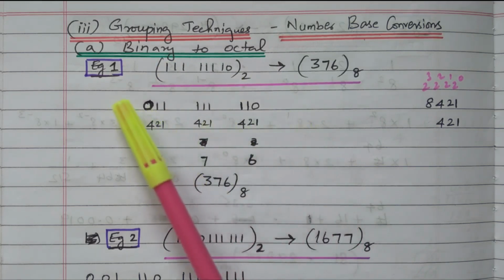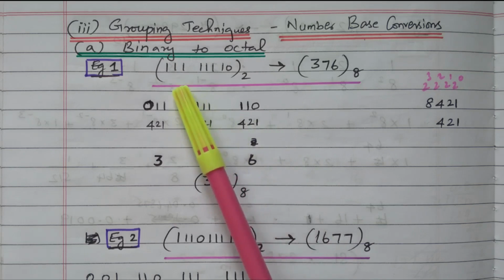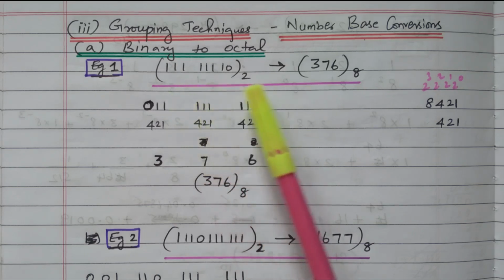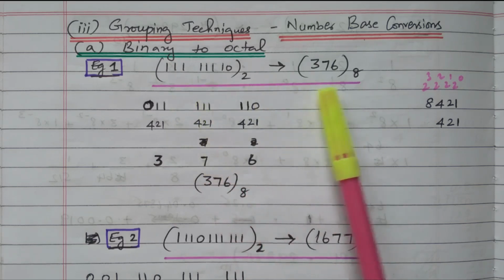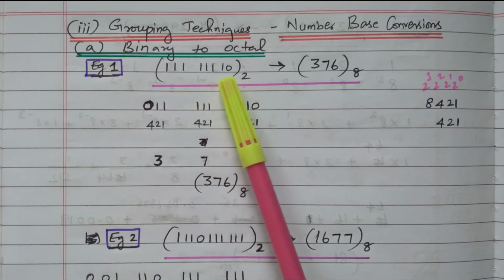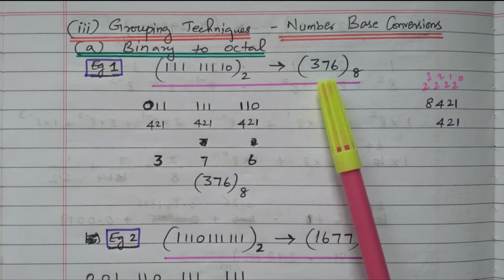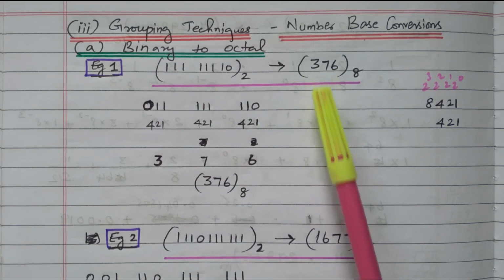There are two examples available. First, we'll see example 1. This is the given binary number, and we need to convert it into an octal number. Binary to octal. The binary number is 11111110. We need to convert it into octal. It is 376. We got the answer as 376. We'll see how we got this answer.